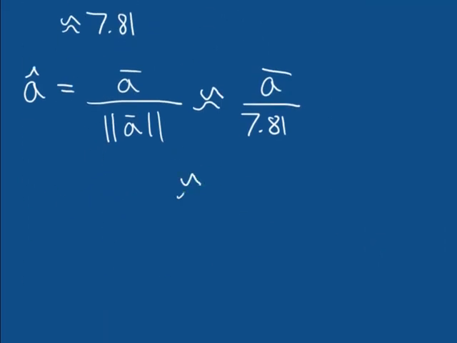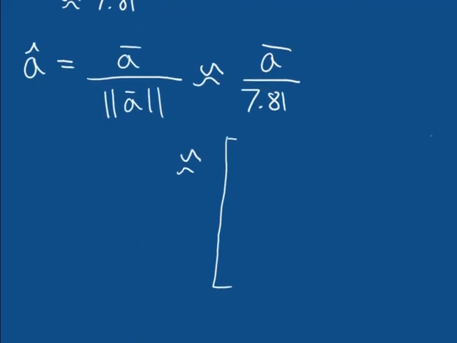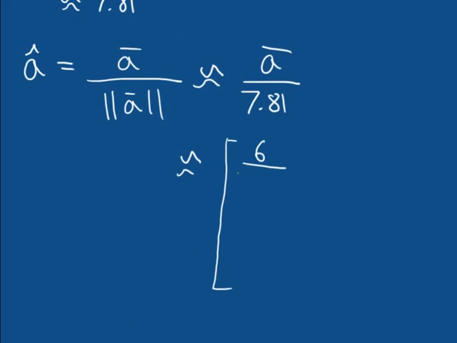So this is approximately equal to, I want to make sure I've got enough room to write this, so our x component was originally 6, so it's now going to be 6 over 7.81, and the new y component is 5 over 7.81.